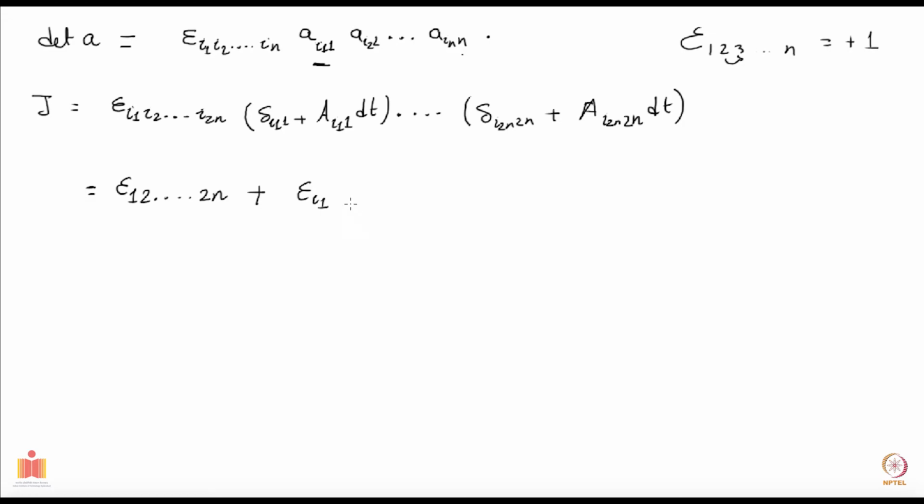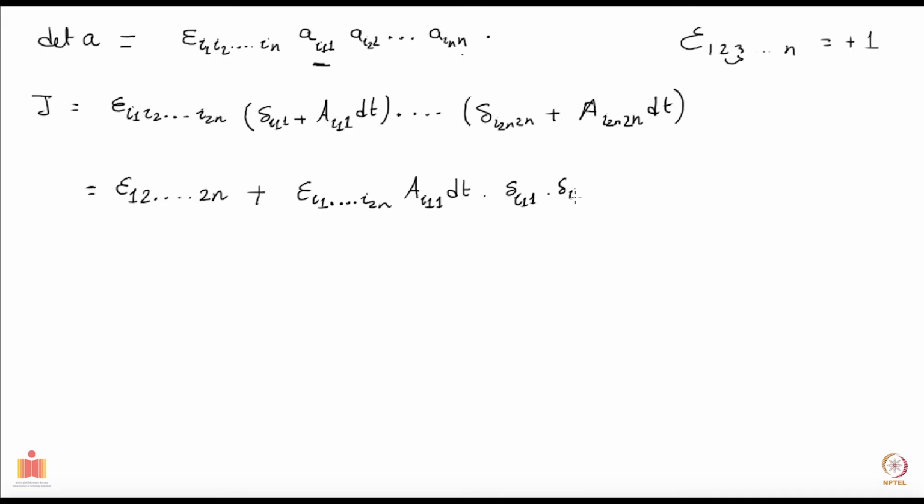Okay, let's reduce some labor in writing. So you are going to get a_{I1 1} dt, and all the others will be just deltas, right? So you'll have delta. I'm just writing delta I1 1 also, but it is not there. I will just strike it off.